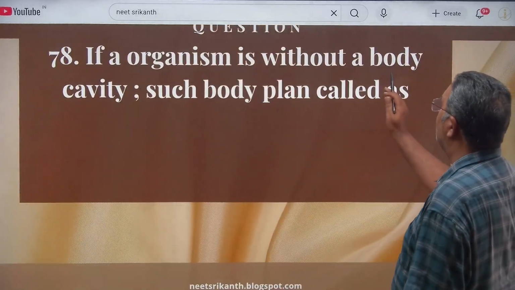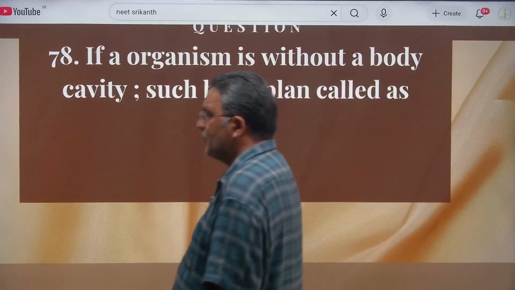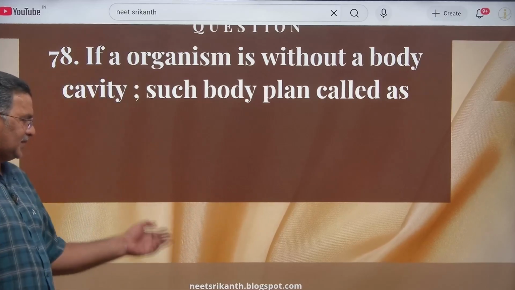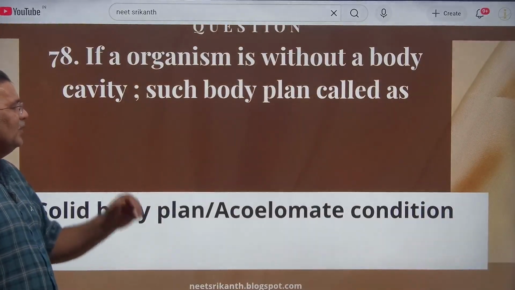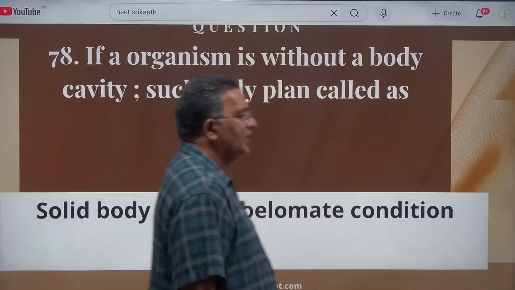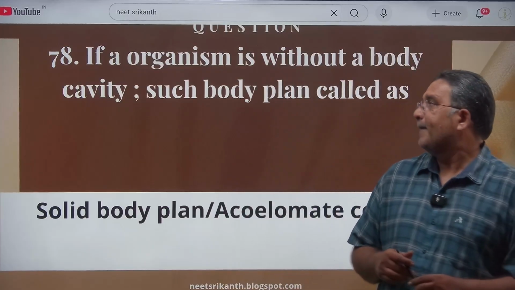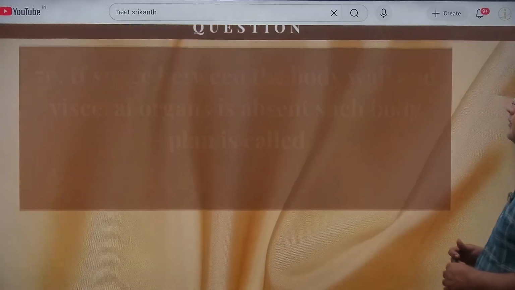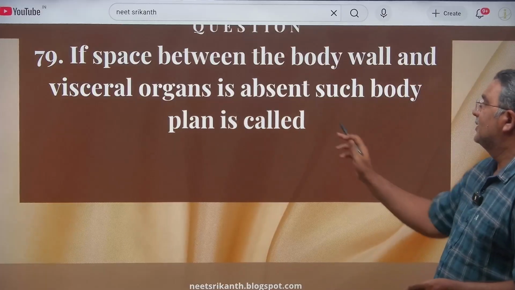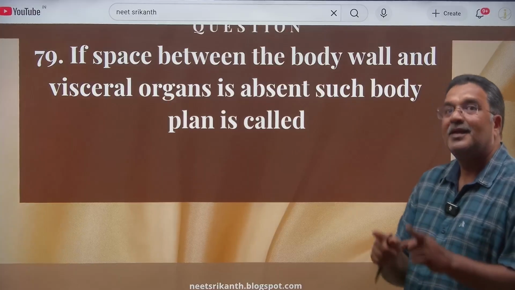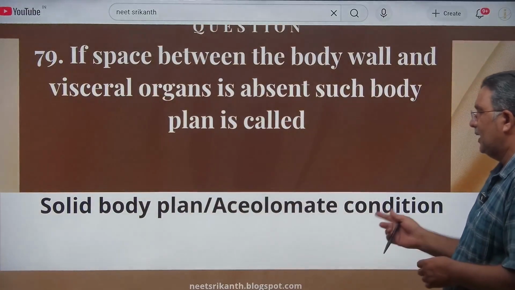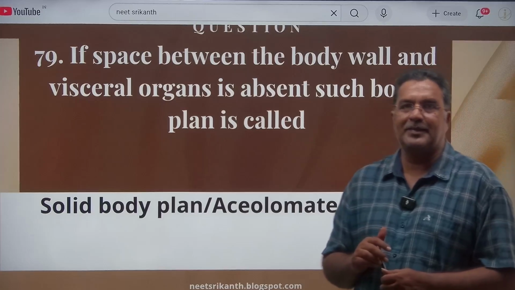If an organism is without a body cavity, such a body plan is called as, same question from another angle. The body plan is called acoelomate, or you may call it solid body plan. Phylum Platyhelminthes. Space between the body wall and visceral organs is absent, such a body plan is called, same question in another dimension. Space is absent, they are saying. Who is that? Again the same: acoelomate condition, solid body plan.